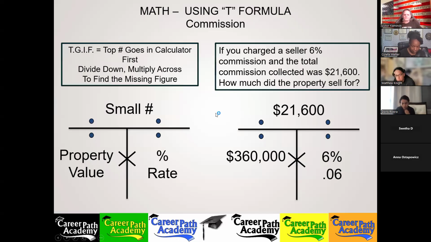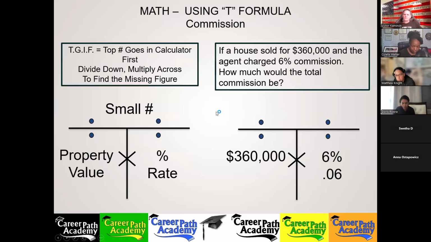Okay. And if the house sold for 360 and the agent charged 6% commission, how much would the total commission be? 360 times 6%. That'll give you your total commission. 21,600. Yep.